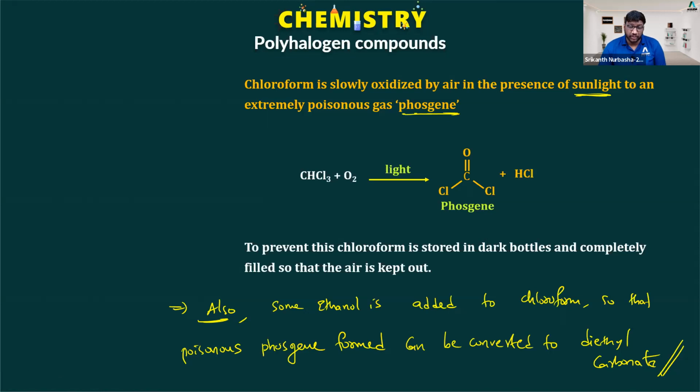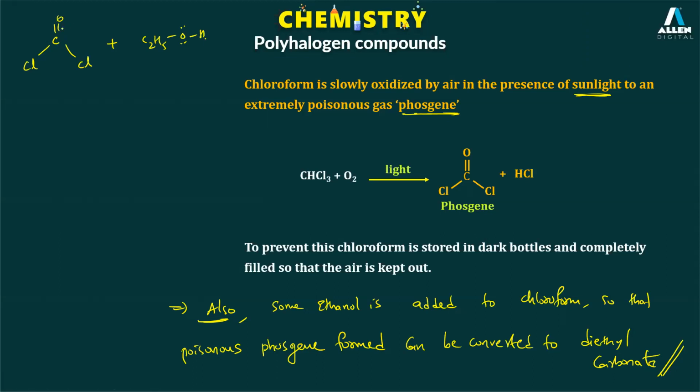Whatever phosgene we have, phosgene is C double bond O, with two Cl, and ethanol we are adding, C2H5OH. Can I say this carbon is more electrophilic or less electrophilic? This Cl, C double bond O, Cl. This carbon is more electrophilic, because in the carbon double bond oxygen the pi electron is moving away towards oxygen, and chlorine is also an electron withdrawing group.